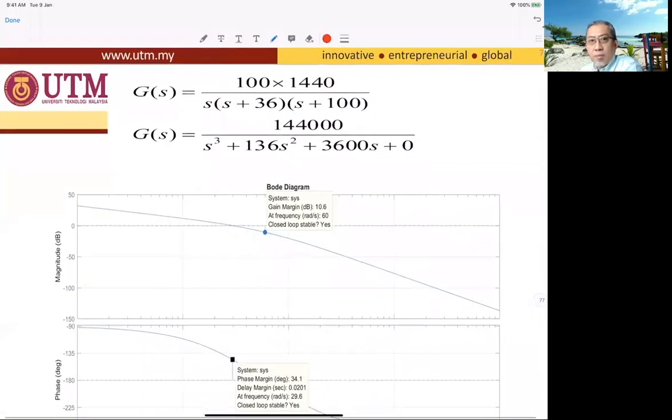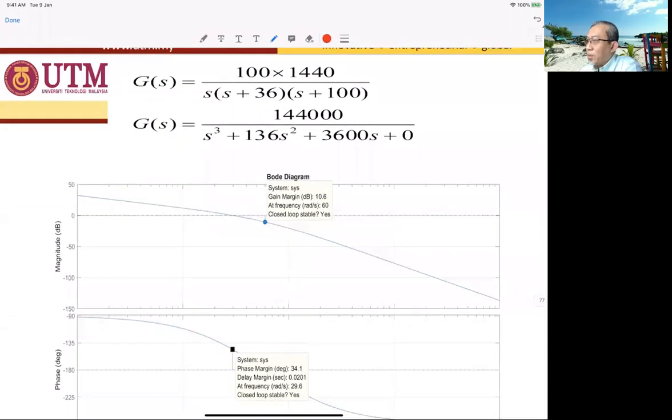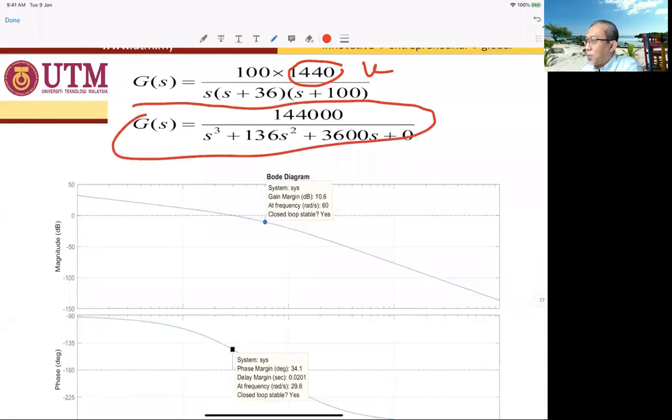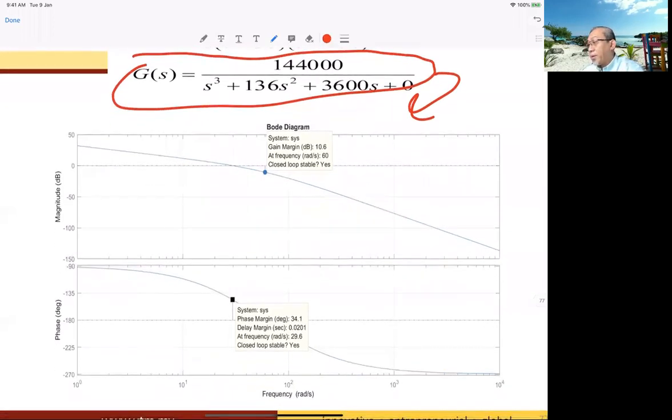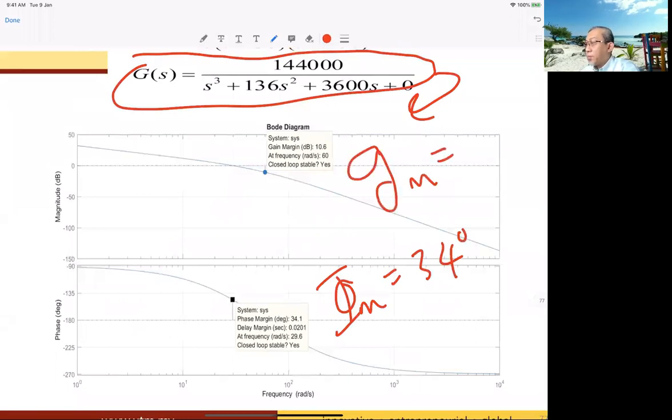But to save time during the online lecture, we just use MATLAB. So this one is 1440, and you already know how to calculate this. K multiplied by 100, then you get the final open loop transfer function and plot it using MATLAB. If you plot using MATLAB, you can see that the phase margin before compensation is 34 degrees, and the gain margin before compensation is 10.6 decibel.